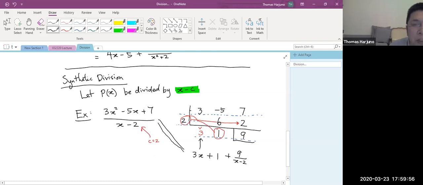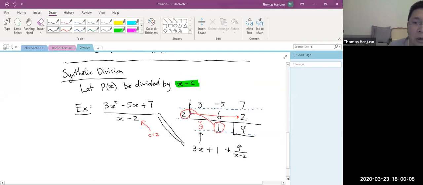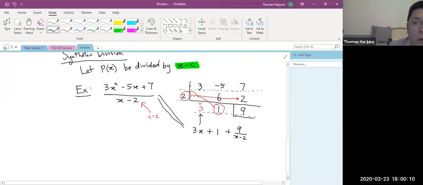So the division that we're supposed to perform, if we use synthetic division, we get this answer. You can use long division and you get the same answer though, but as you saw earlier, long division is longer to perform, if not harder.